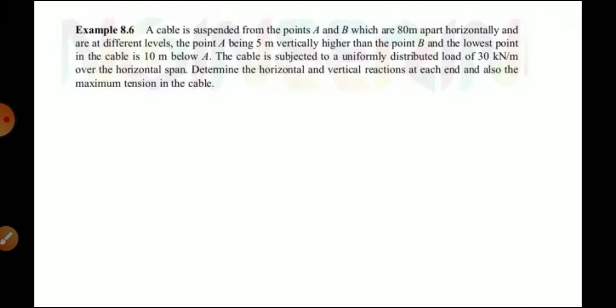A cable is suspended from the points A and B, which are 80 meters apart horizontally and are at different levels. The point A being 5 meters vertically higher than the point B, and the lowest point in the cable is 10 meters below A. The cable is subjected to a uniformly distributed load of 30 kN per meter over the horizontal span. Determine the horizontal and vertical reactions at each end and also the maximum tension in the cable.